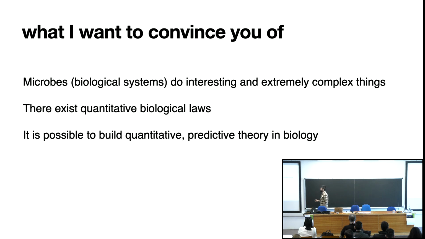And in particular, I want to show you that even in biology, even if these things that move and do stuff are extremely complex, it's possible to find quantitative laws. So patterns that are very reproducible and that sort of constrain how these systems behave. And it's possible to build quantitative predictive theory in biology. So it's possible to write down equations, and then with these equations derive predictions, and then test these predictions quantitatively in biology.